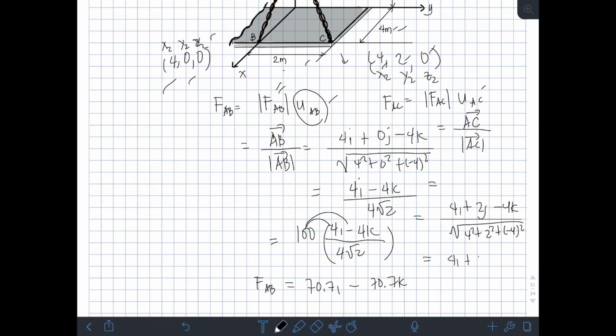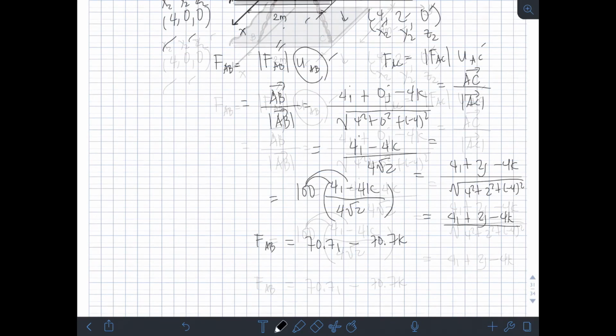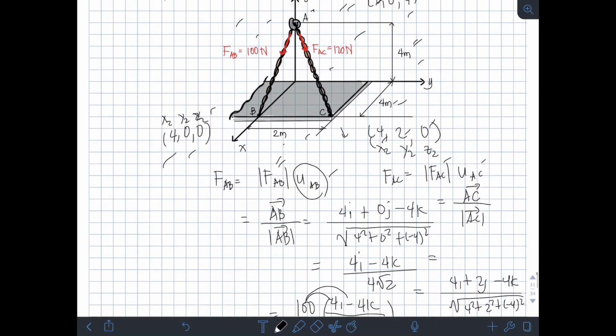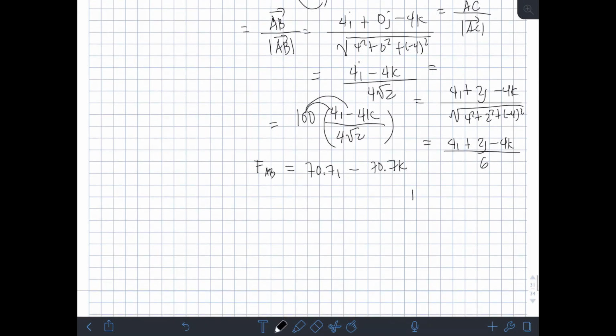So, we have 4i plus 2j minus 4k divided by the square root of 4 squared plus 2 squared plus negative 4 squared. That is exactly 6, right? Okay, now multiply by the magnitude of FAC, which is 120. So FAC is 120 times 4i plus 2j minus 4k over 6. We simplify and distribute the constants, and we get 80i plus 40j minus 80k.